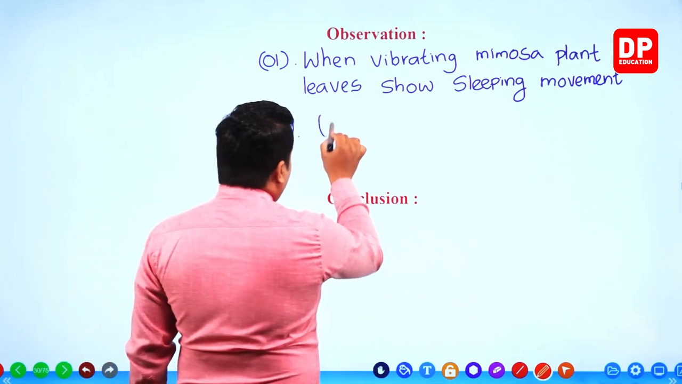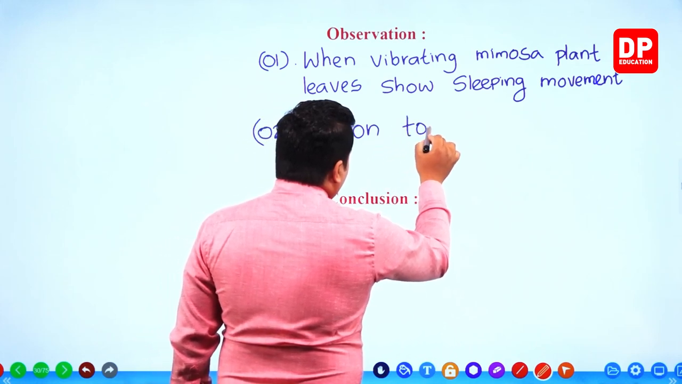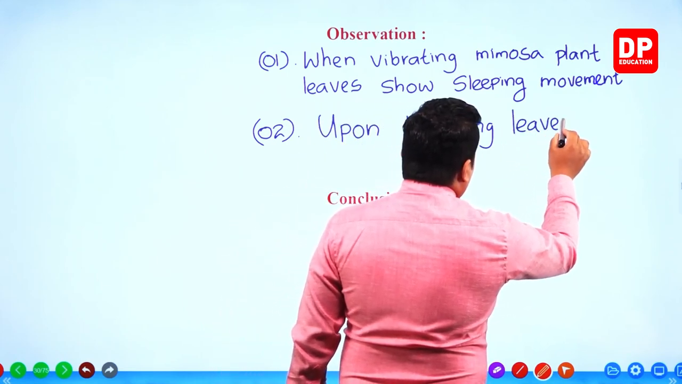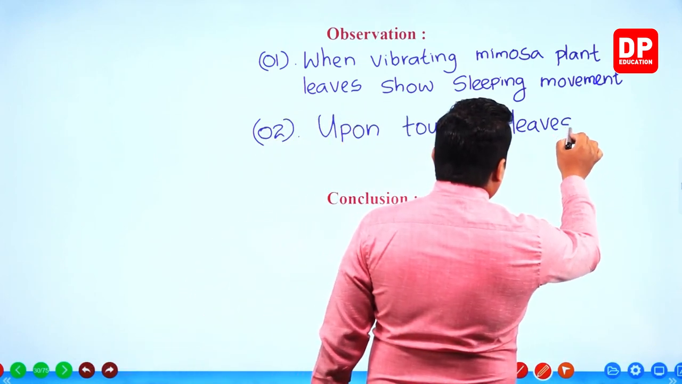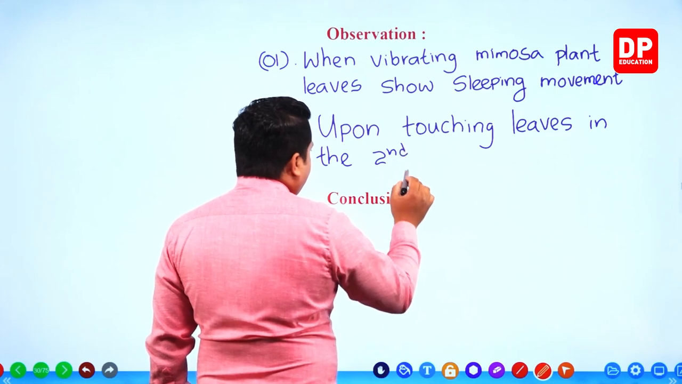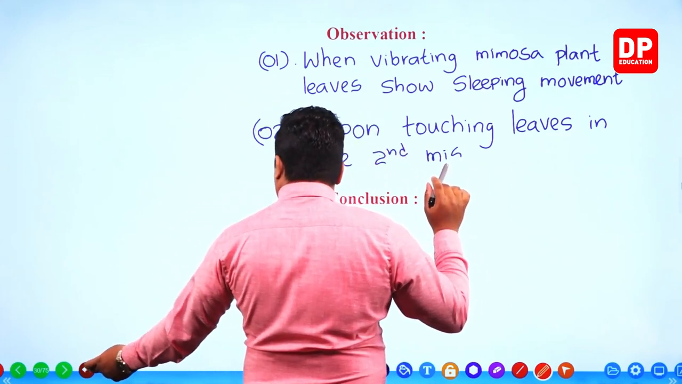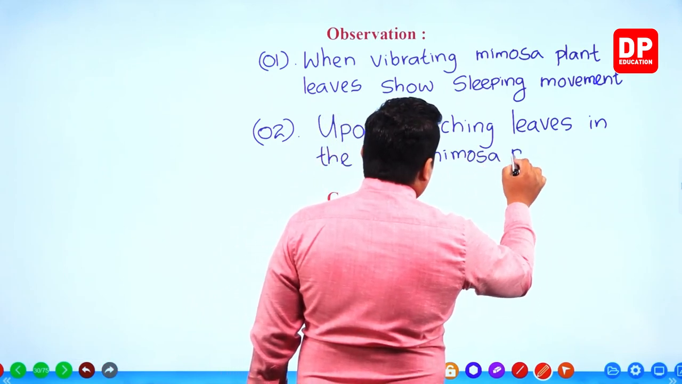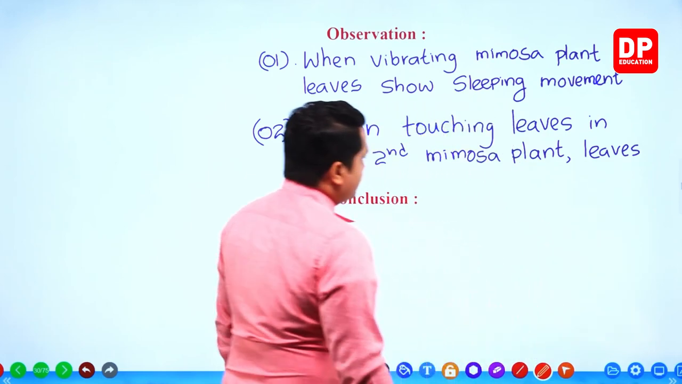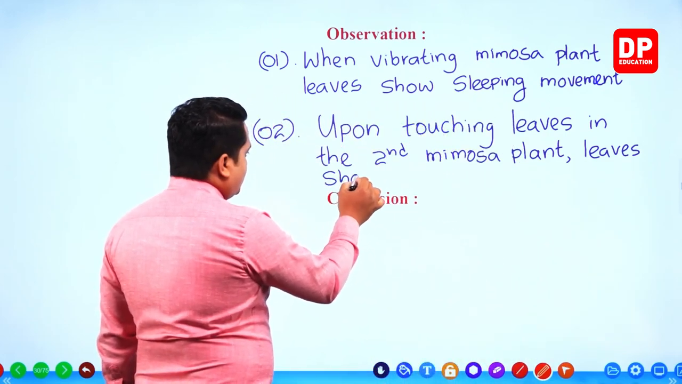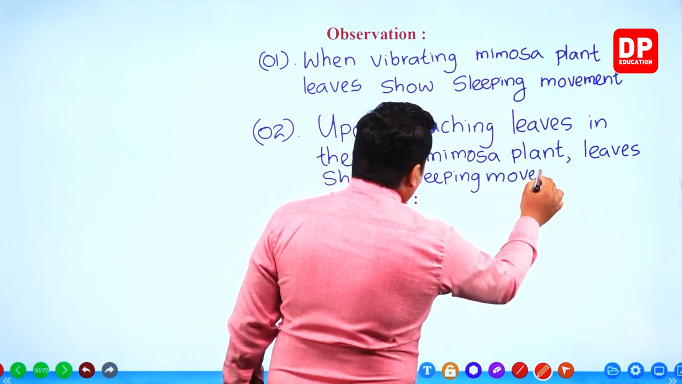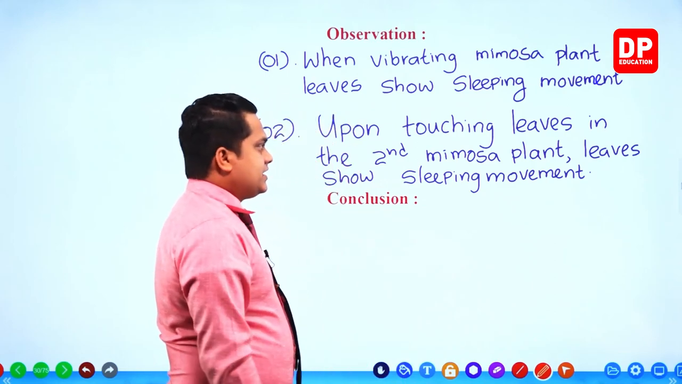Second observation, upon touching leaves in the second mimosa plant, leaves show sleeping movement. So these are the two observations, right?